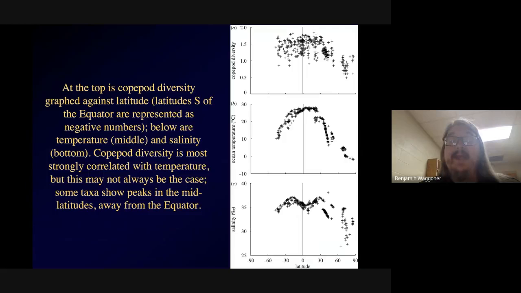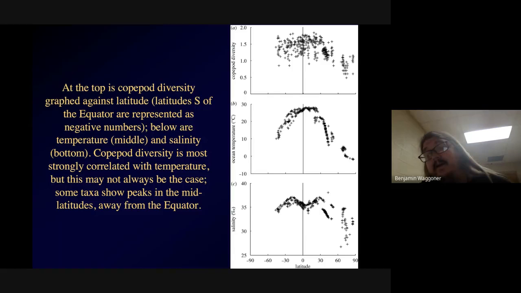If we take the same data and we regraph it, that graph up there at the top is the same data that you saw on the map. It's just plotted in a different way. And there is a fair amount of scatter, but by and large, the pattern holds in that average diversity, number of copepod species is greatest at the equator and tends to slope down as you get closer to the poles. In the middle, that's ocean temperature. And of course, that peaks at the equator and slopes down as you get towards the poles.